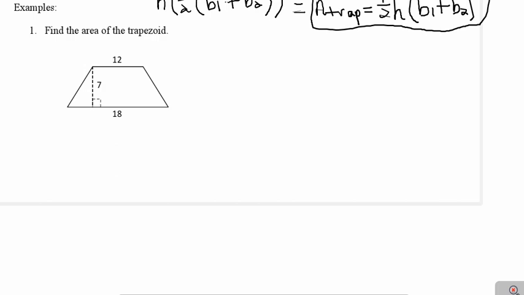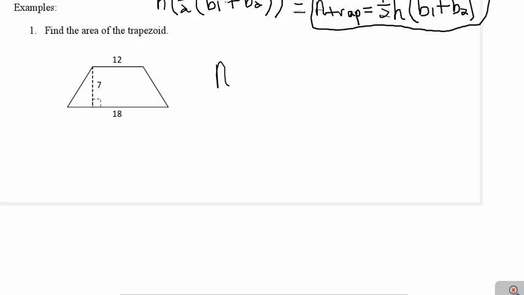In this video, I'm going to go through the 5 different examples that we have using the new trapezoid formula and how we can use those formulas to help us solve these area-related problems. So this first example is pretty straightforward. It asks us to find the area of the trapezoid and it gives us all the information that we need.